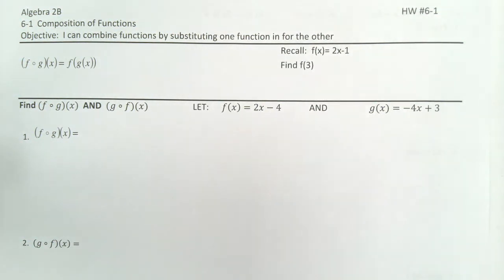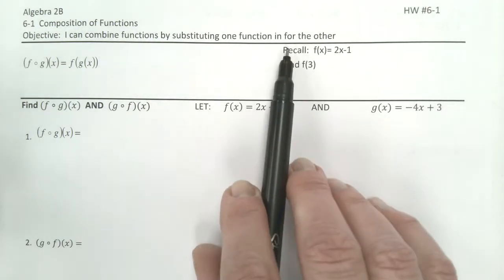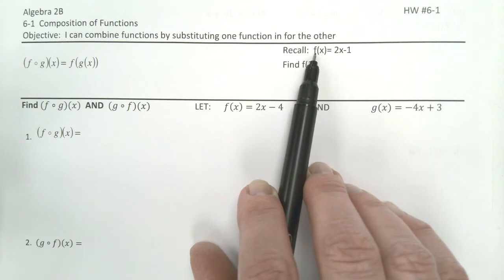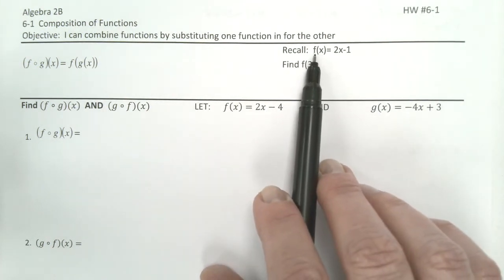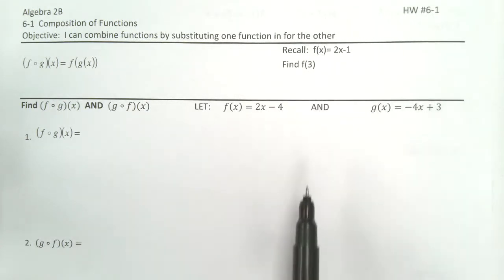Hey, Algebra 2. We're going to learn something called composition of functions. So last week, I had you recall what function notation was. So this is read f of x equals 2x minus 1.